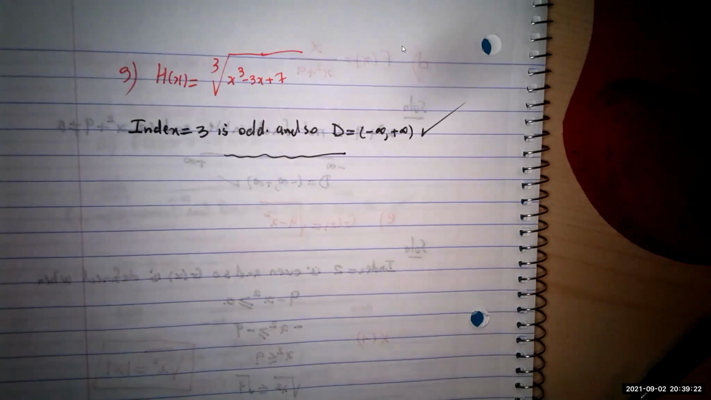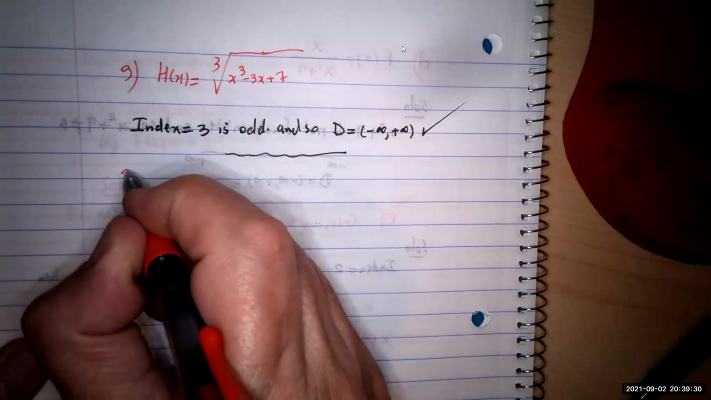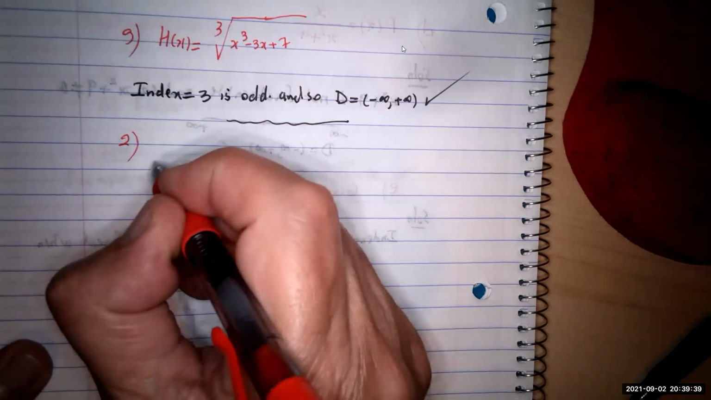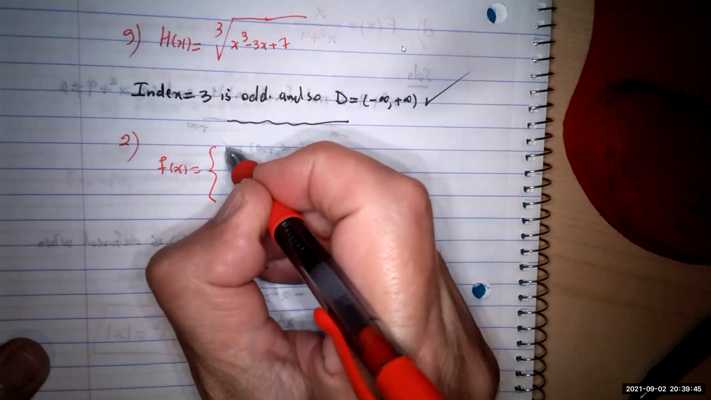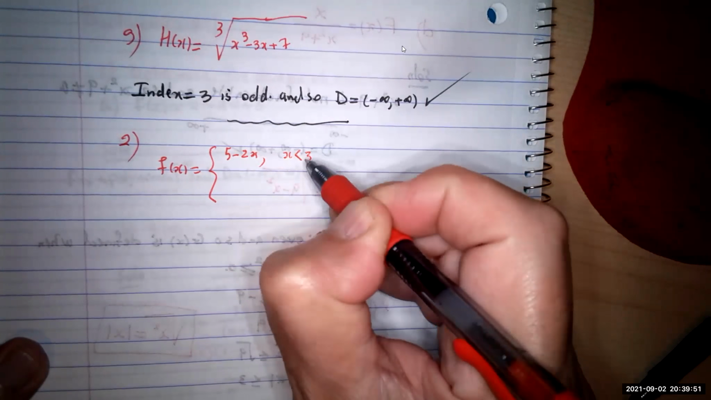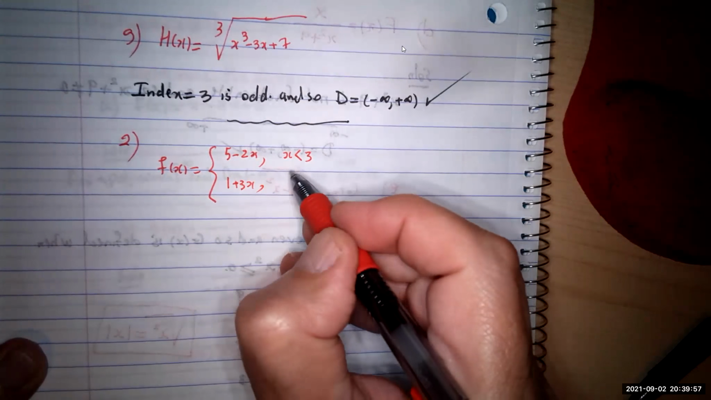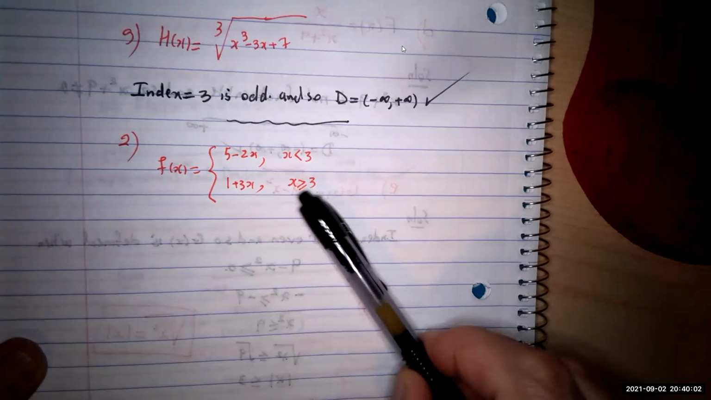The first one, most popular one: a limit of a piecewise defined function. We did 3 tonight, and there you are. We give you 1. That's number 2. A piecewise defined function would be given, and they ask you to find the limits of the function. So the function is f of x equal to 5 minus 2x when x is less than 3, and 1 plus 3x when x is greater than or equal to 3. So the function is partitioned around the 3.